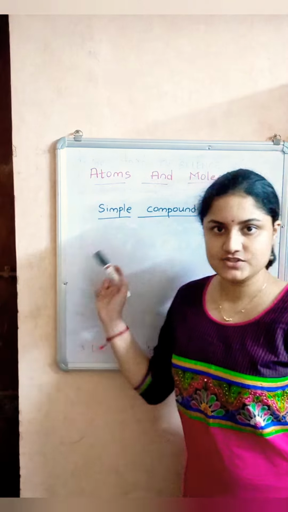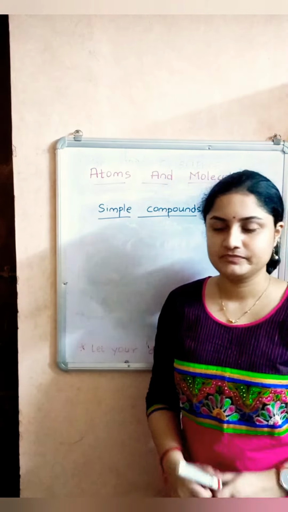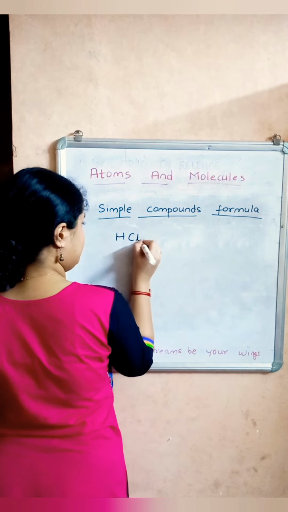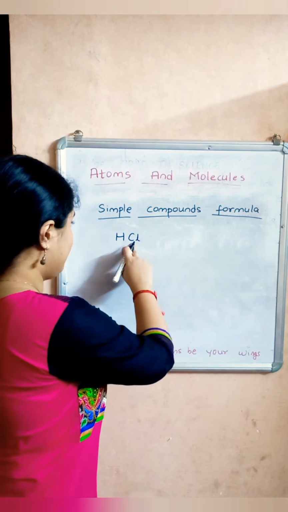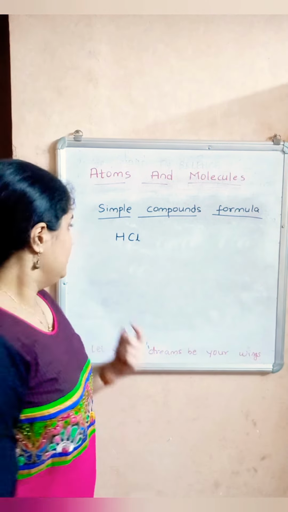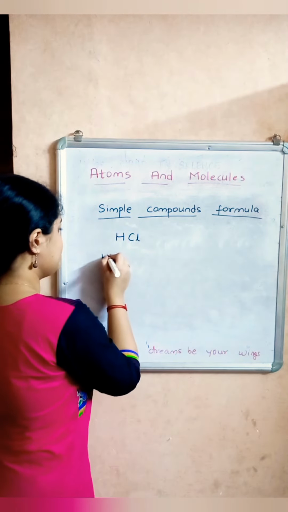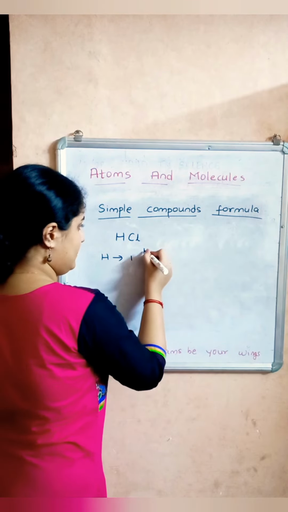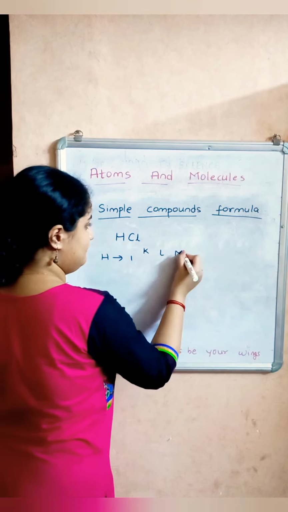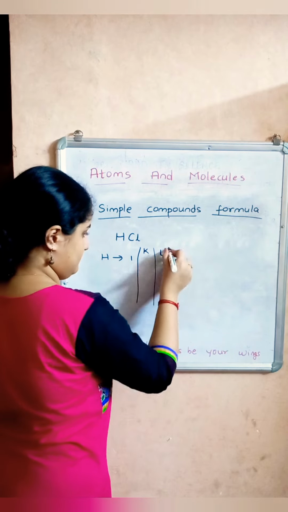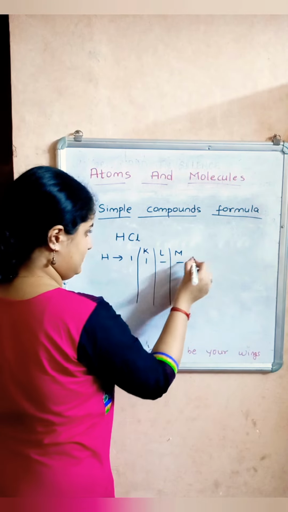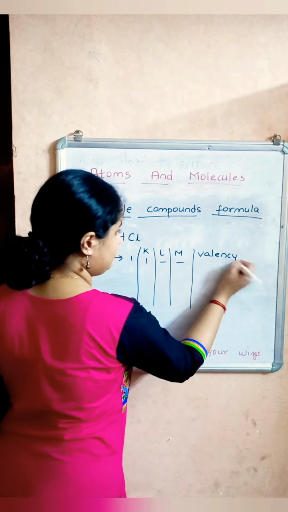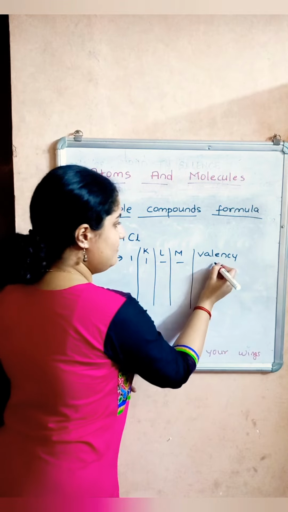Let us move to the next topic, that is simple compounds formula. So let us take an example of HCl, okay, where H and C are capital and this l is small. Now first let us write what is the atomic number of hydrogen. It's 1. How will be the shells that will be filled? We just now saw this. So it will be 1. And here there will be nothing. And what will be its valency? Okay. It will be 1.